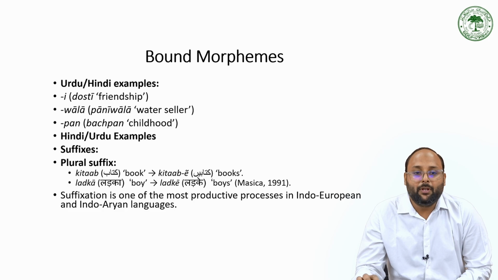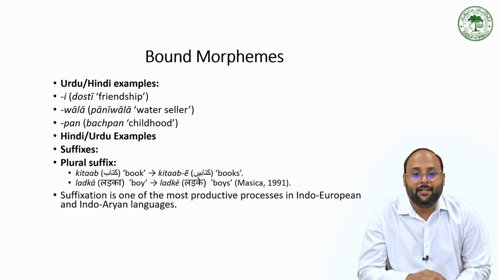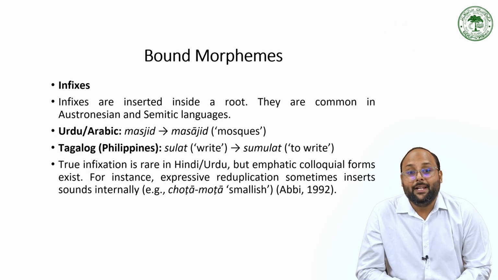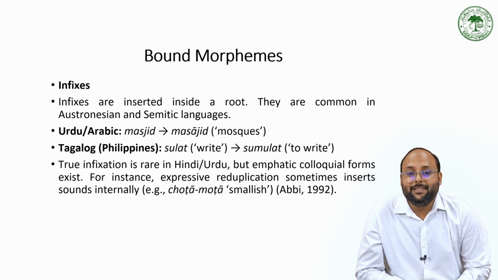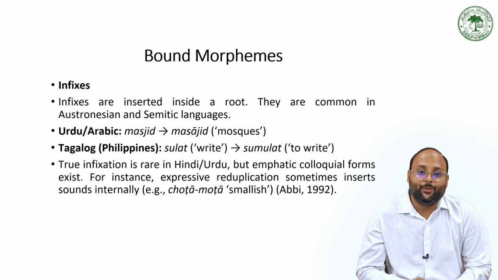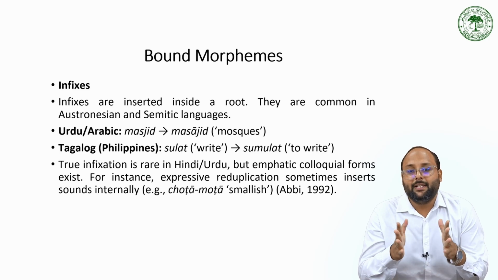The other examples of suffixes in Hindi Urdu come from inflectional morphemes, like kitab becomes kitabein, ladka becomes ladke. So suffixation is one of the most productive processes in Indo-European or Indo-Aryan languages. Now come to the infixes. I already gave you the example of masjid to masajid. Infixes are affixes that are inserted inside a root word, stem, or base.